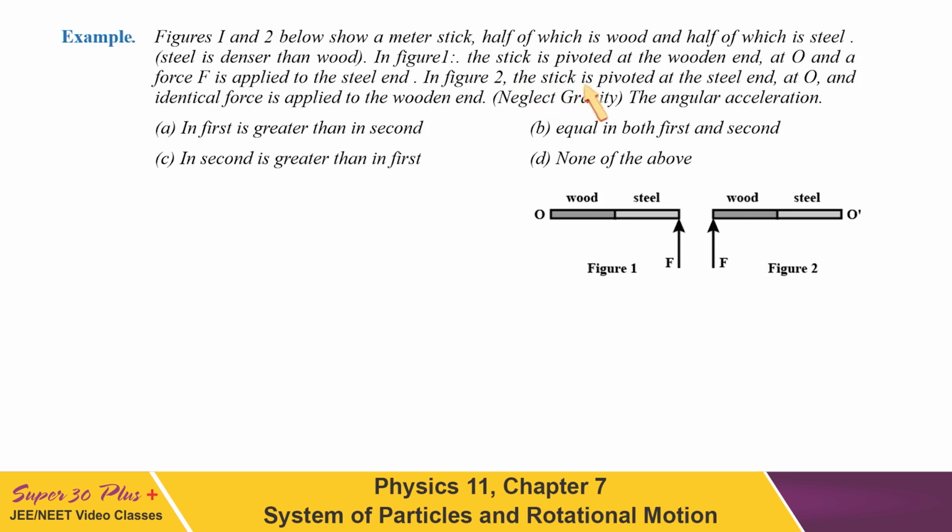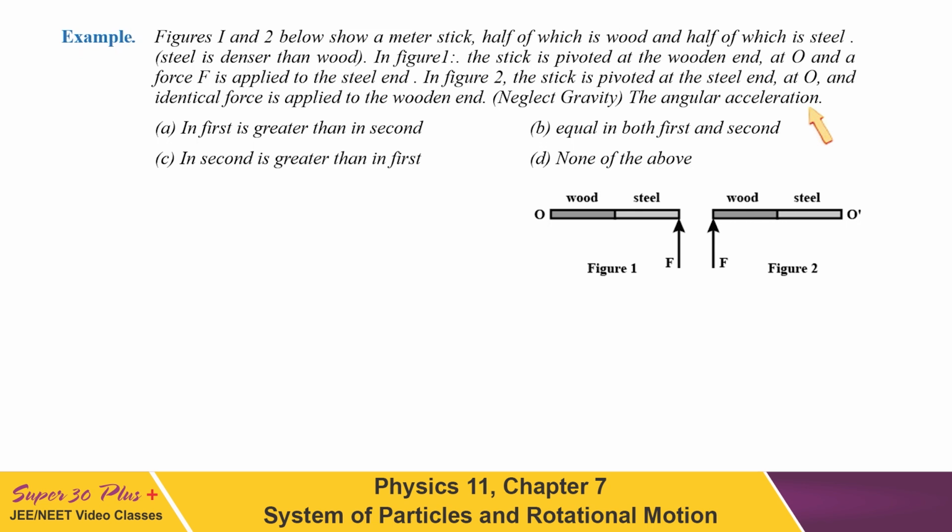In figure 2, the stick is pivoted at the steel end at O and an identical force is applied to the wooden end. Here we have to neglect the weight of the rods because gravity is to be neglected. Then it is asking in which rod the angular acceleration will have a greater value. So let us see the example.